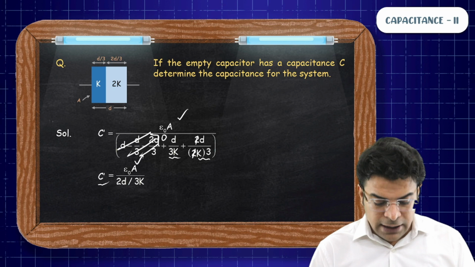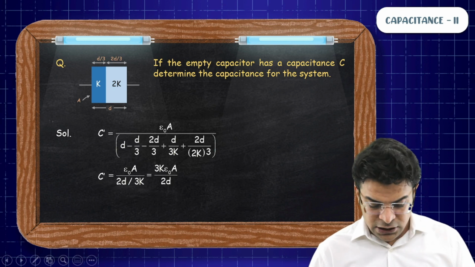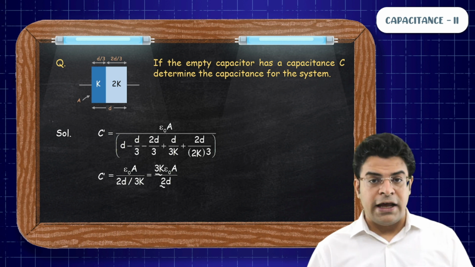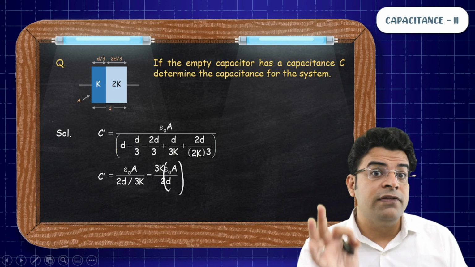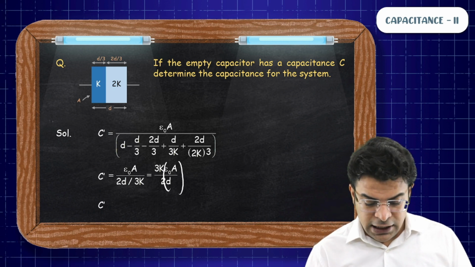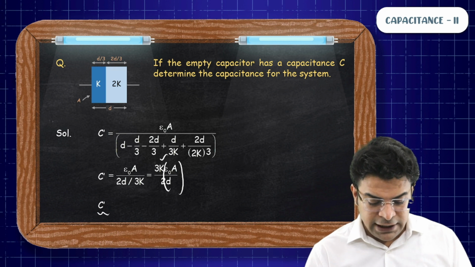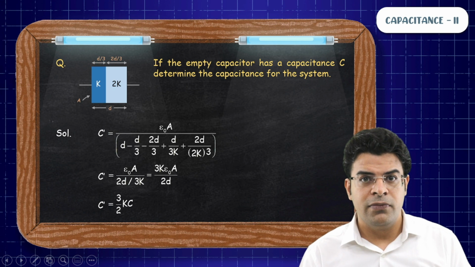So that becomes epsilon naught A upon 2d by 3k. You can rewrite it as 3k upon 2 times epsilon naught A by d, which is the capacitance of the empty capacitor. So the new capacitance C dash can be written as 3k by 2 times the original capacitance, which is C.